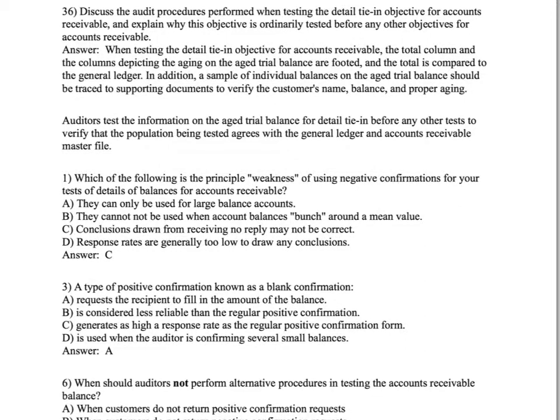All right, number 1, which of the following is a principal weakness of using negative confirmations? The conclusions drawn from receiving no replies may not be correct. And we talked about this, where you're sending out these negative confirmations. How do you know that the person who received it actually even checked the balance and verified that it was accurate? I don't know if you've ever received one in the mail. I actually never have, but you might eventually get one from a bank wondering if this is the right balance that you have in your account. You might just throw it away thinking it's junk mail and you're not actually verifying the balance. So it is a weakness.